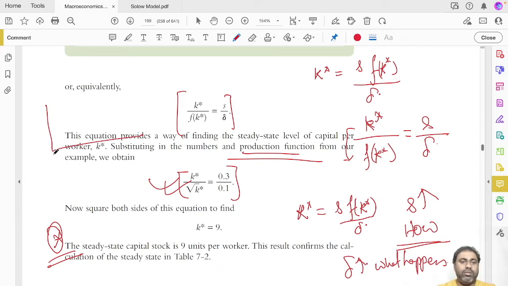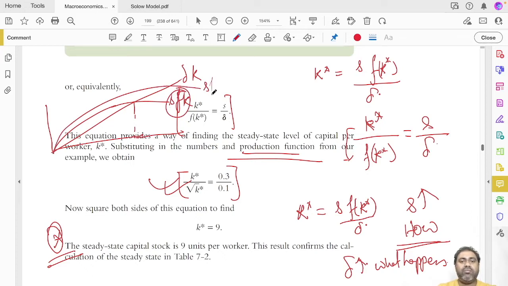So simple, if you want to visualize, this is your delta K, and this is your SFK, and this is the steady state. Now, what happens when your S increases? There is an increase, or you can say a shift in this SFK, where S star is greater than S. So there is an upward shift, and this is the new steady state.